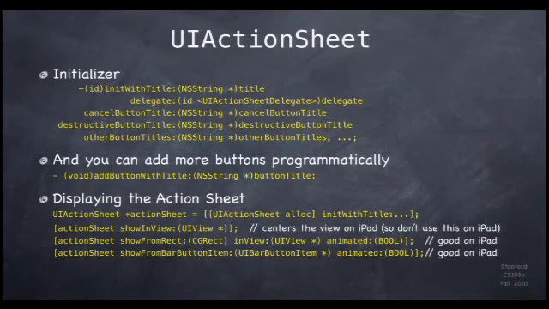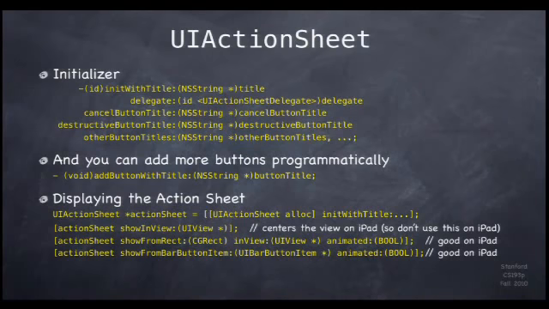If you use show from rect or show from bar button item, it will come up in a little popover because you're giving it enough information to know where the popover should point. All right. So the last two are ones you want to use on the iPad. You could also use them on the iPhone, and they would do the right thing there, which is they'd slide up from the bottom. That's pretty much all that happens.